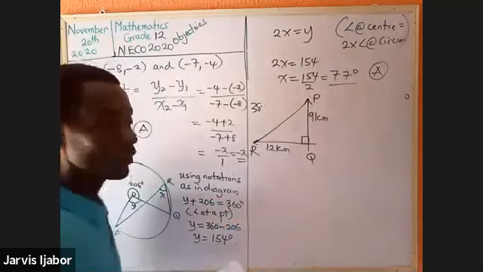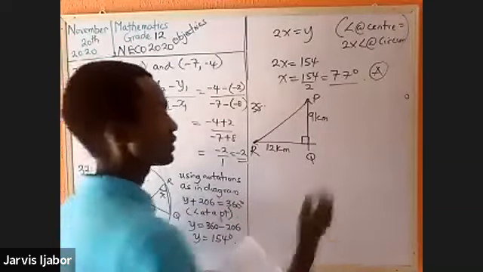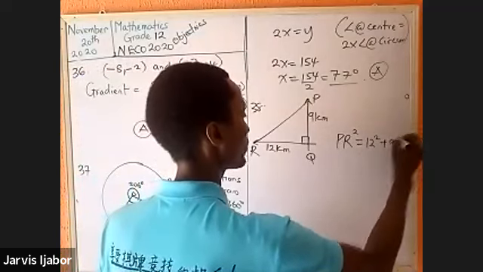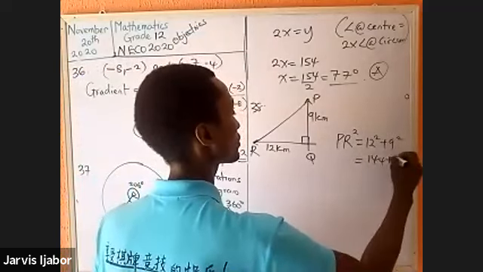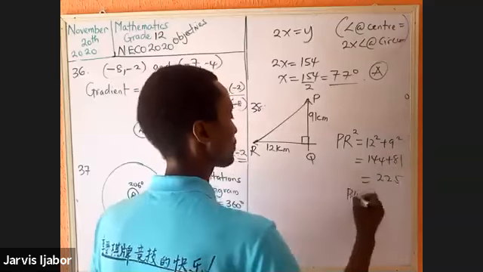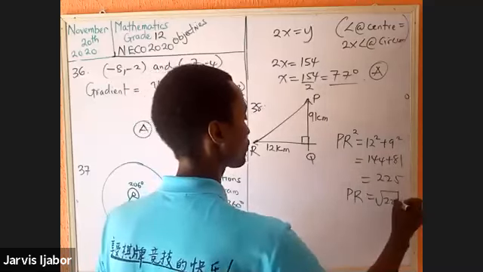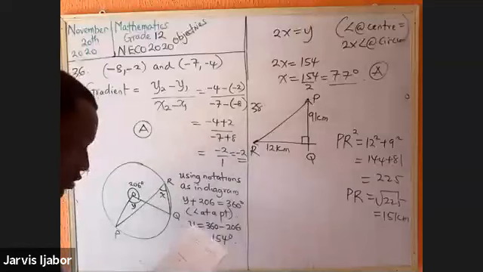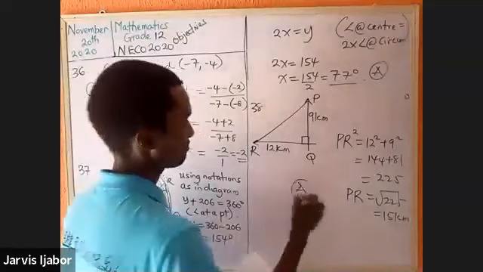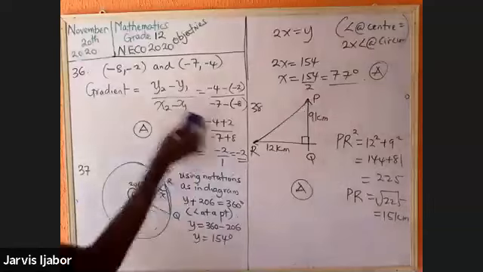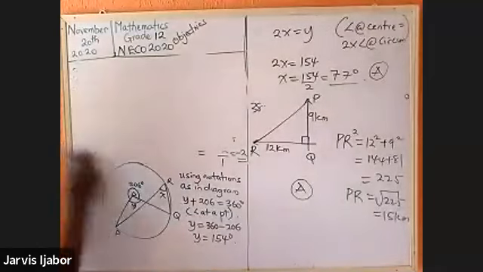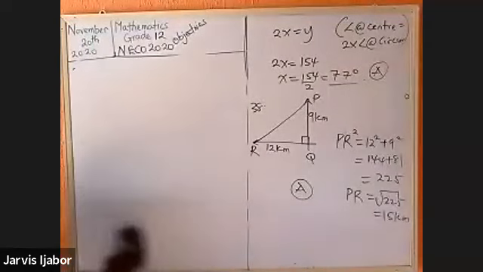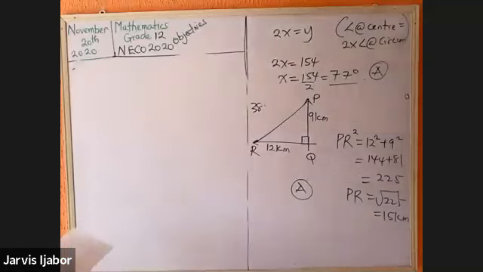This will be a right angle. And what they want you to do there is to use your Pythagoras rule. So PR squared will be equal to 12 squared plus 9 squared. 144 plus 81 is 225, and PR will be the square root of 225, which is 15 kilometers. Are you seeing that? So that answer will be A. This question is just too cheap. So that's for 38. What about 39?